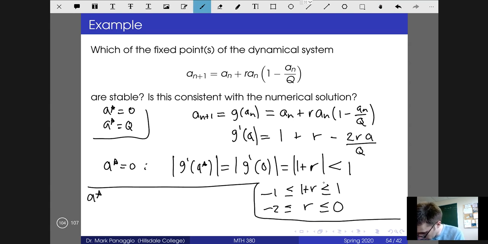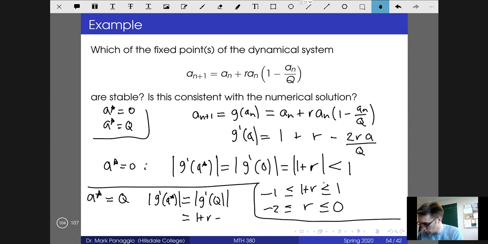And if we look at the other fixed point, plug that into our derivative, the absolute value of g prime of a star when a star equals q would give us 1 plus r minus, if I plug in q for a, I'm going to have 2r times q over q, so minus 2r. So my derivative ends up being the absolute value of 1 minus r. And so we need the 1 minus r to be between negative 1 and 1.